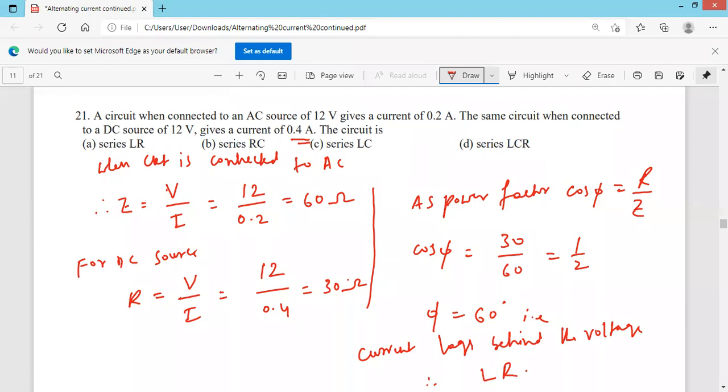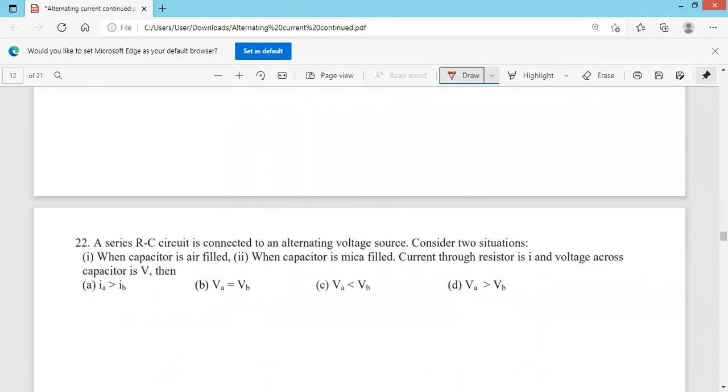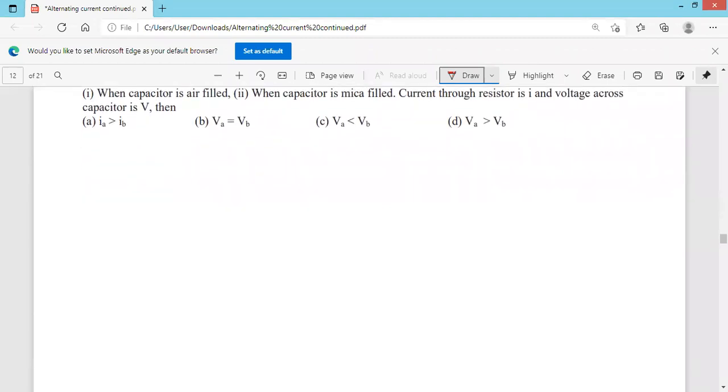If we get cos phi with a negative value, then the current leads the voltage. Then it's a CR circuit, an RC circuit. So if we get a positive phi value, then it's an inductive circuit. If we get a negative phi value, it's a capacitive circuit. We are getting a positive value for phi here. Therefore, it's an inductive circuit. Therefore, this is a series LR circuit. Resistance is always there. Next one, 22.